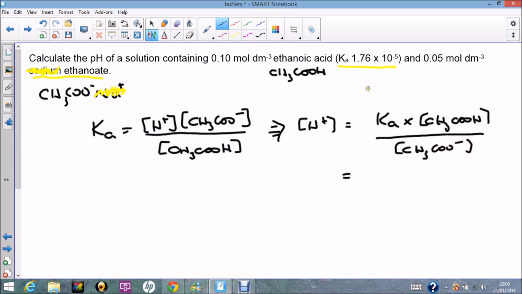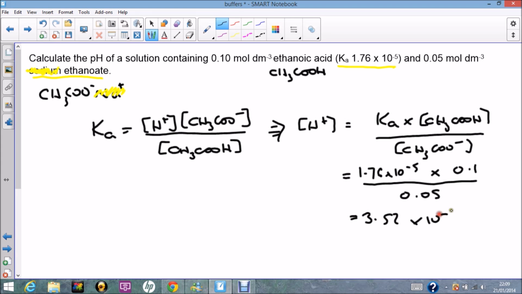Then we're going to put the numbers in. Concentration of the acid is 0.1. The ethanoate ion is 0.05. Then we need to put that into our calculator and find out the answer, which is 3.52 times 10 to the minus 5. That's the concentration of H+, so it's moles per decimetre cubed. Certainly going to get a mark for doing that. Once we've got the concentration of H+, we're going to then minus log it to get the pH.